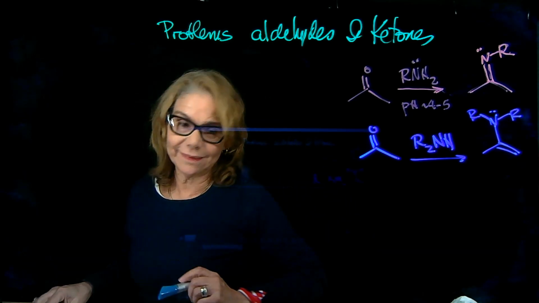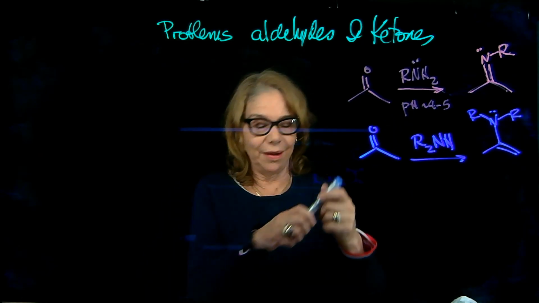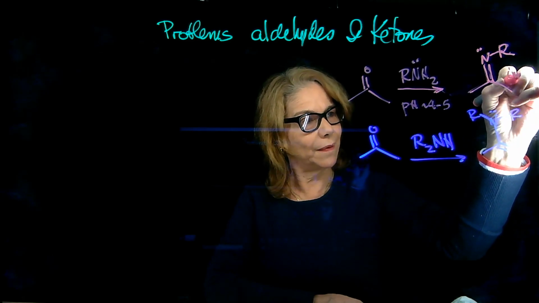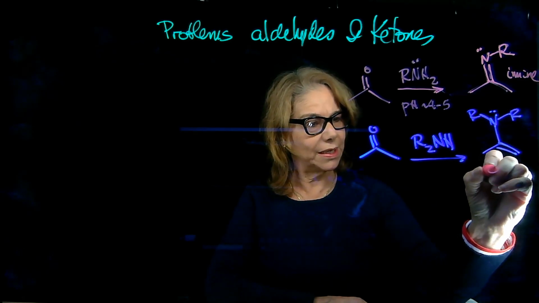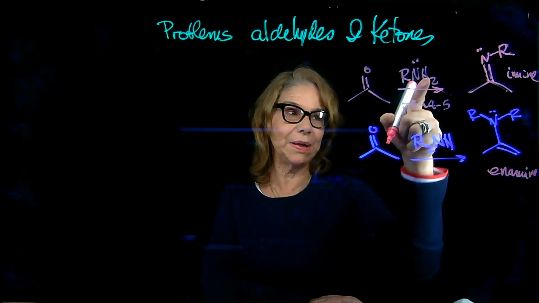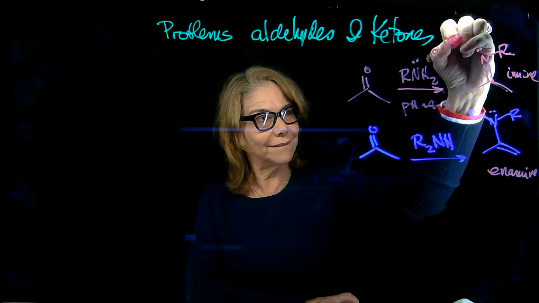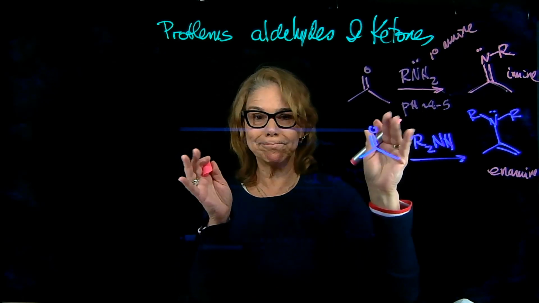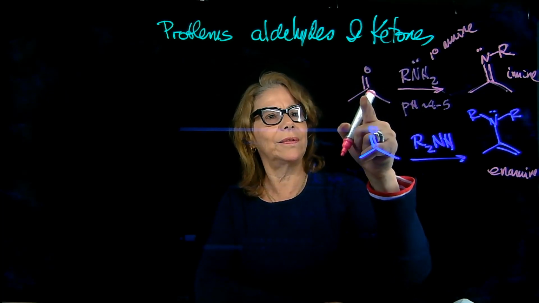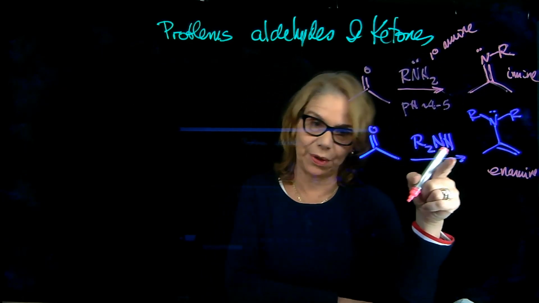Now we're going to be studying the hydrolysis of imines and enamines. But I want you to see this reaction first: how do we form imines? This is an imine, and below is an enamine. We form imines with the reaction of a primary amine at a mildly acidic pH, between 4 and 5. So you form an imine from the carbonyl compound reacting with a primary amine.